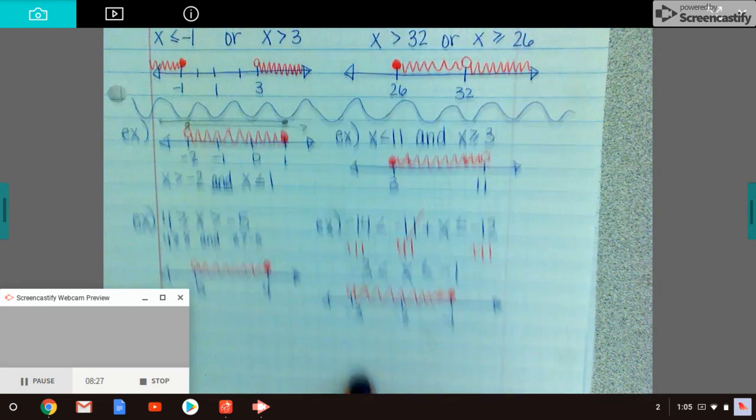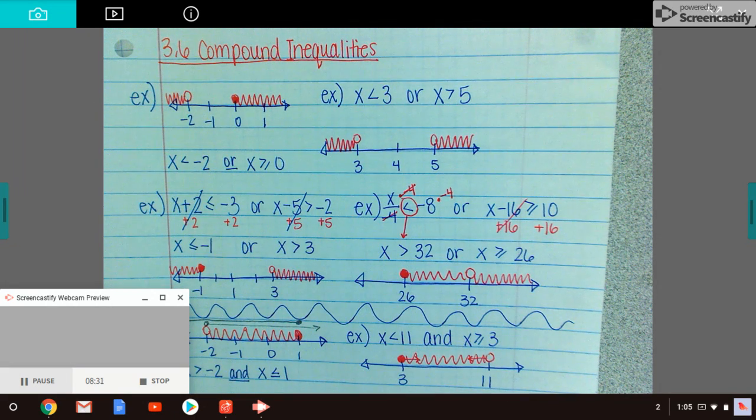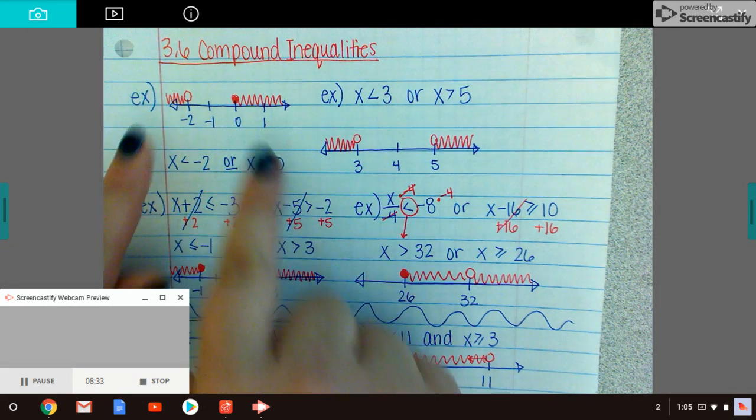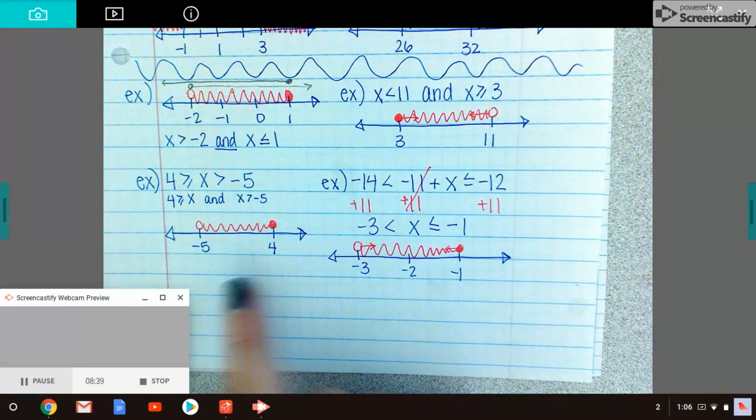All right, I hope these look good. We did 8 examples in this video. So the main thing here is looking at ands or ors. Ors are mostly on the opposite ends, unless it's a special case like example 4. And then ands are generally shaded on an inclusive set.